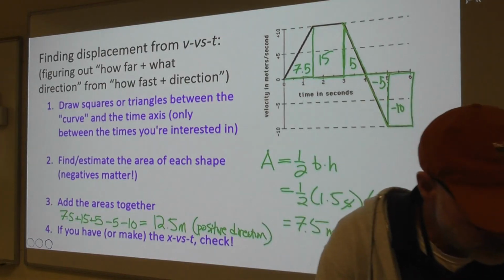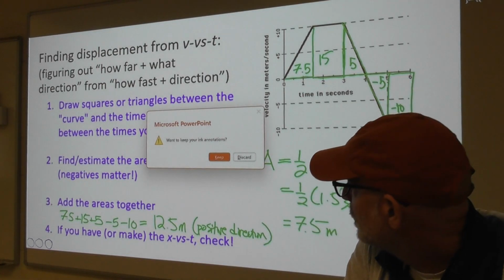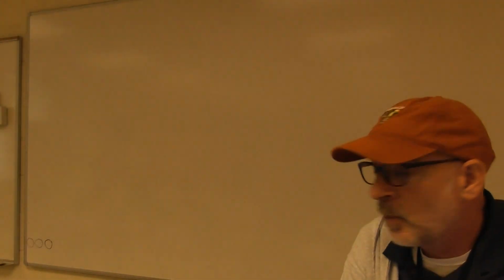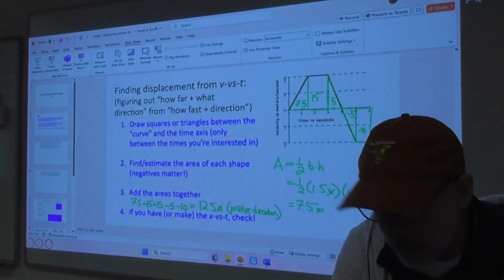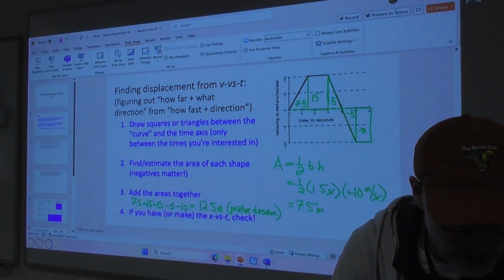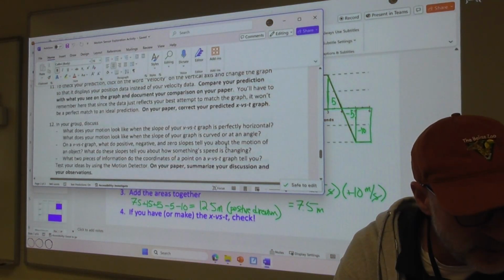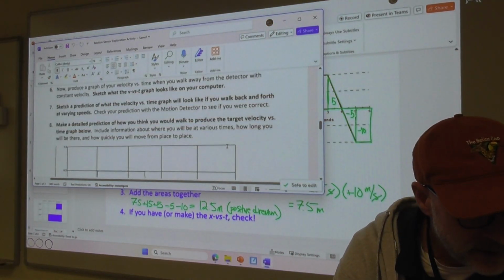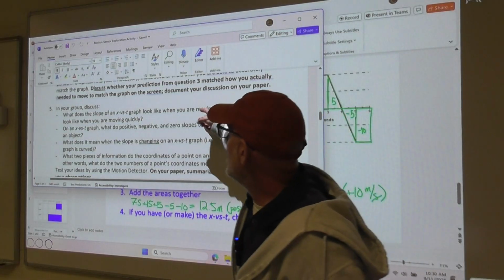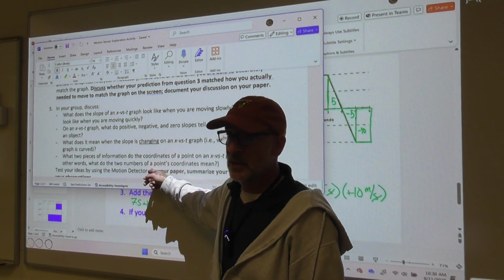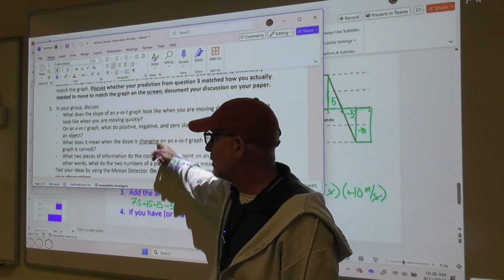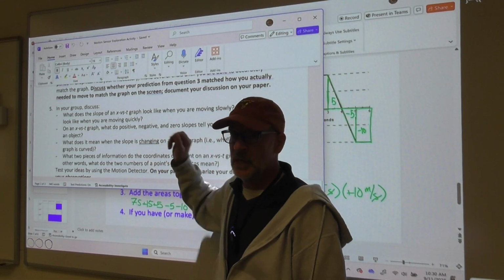Remember that the work that we did in class on Tuesday, I answered some of these questions for you. So if you look at the motion match exploration activity, you'll see these questions. Number 5, this is what I talked to you about in class on Tuesday. So all of you should have this written down in your notes from Tuesday.